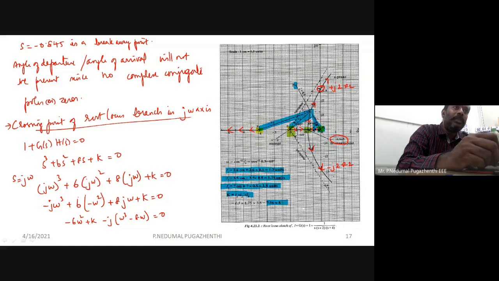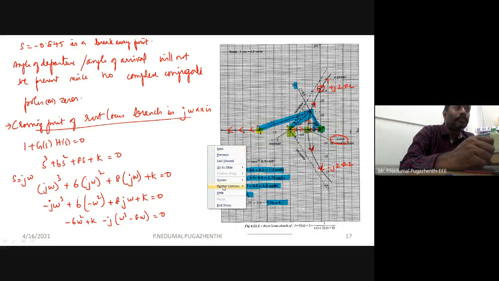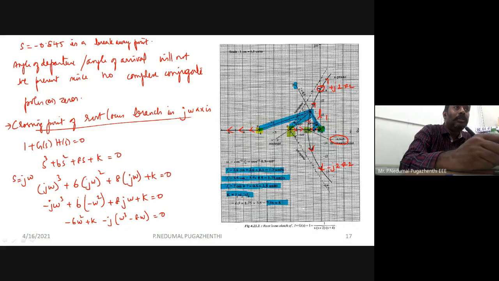Draw line segments so that you get the connection between that point which cuts the root locus branch and the other poles. Now measure those lines using a scale. For example, let us say this is your L1. I will try to mark. This is L1. This is L2, and this is L3.